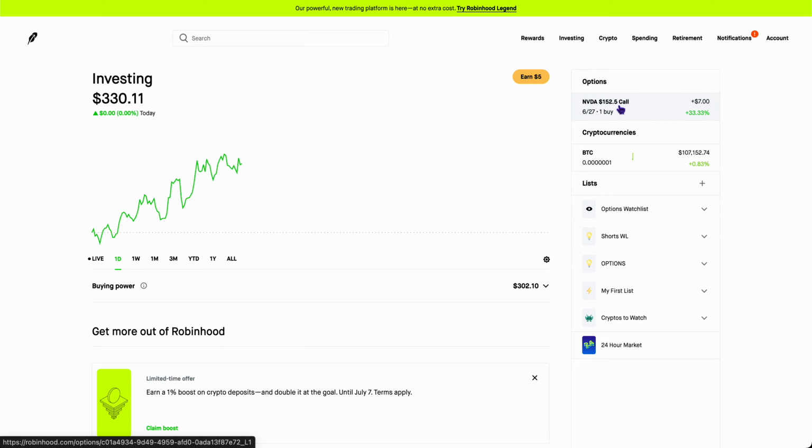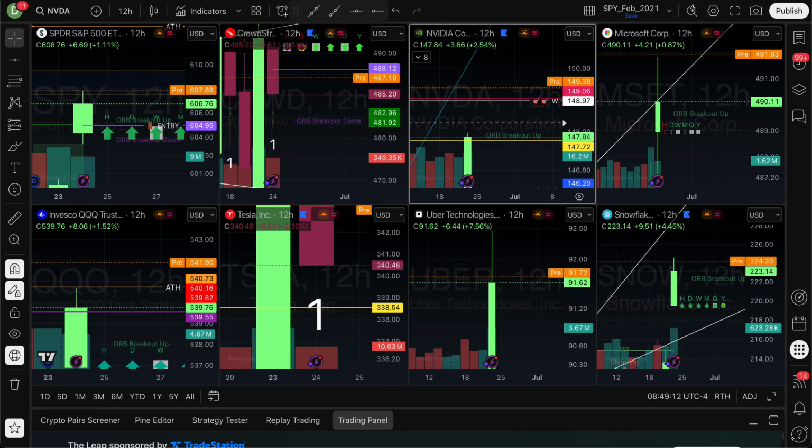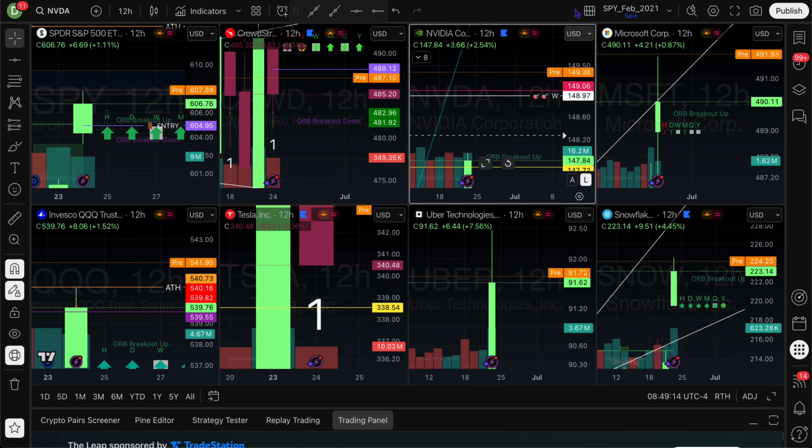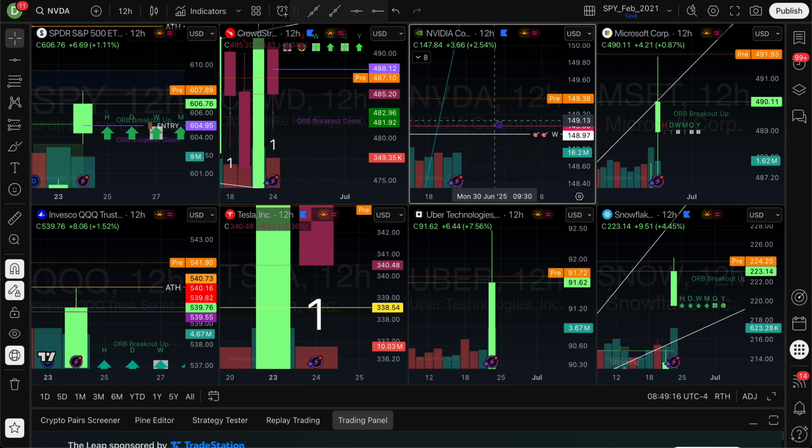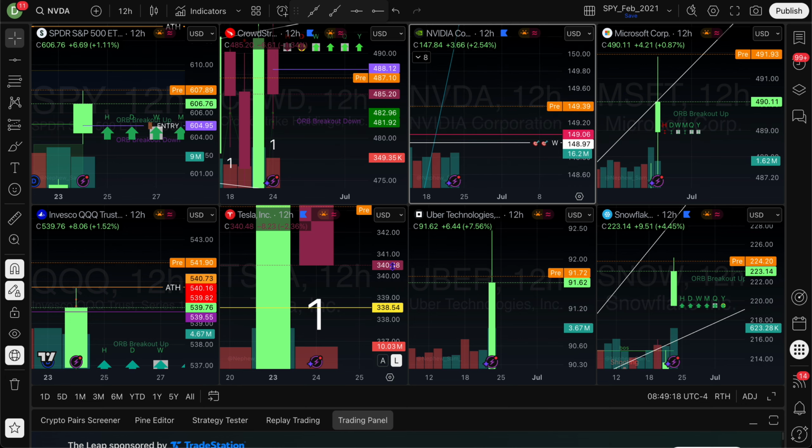This was my only contract that I swung. I'm in the 152 calls for NVIDIA. So looking here, NVIDIA has gapped significantly. So I'm going to have to manage that swing at open.